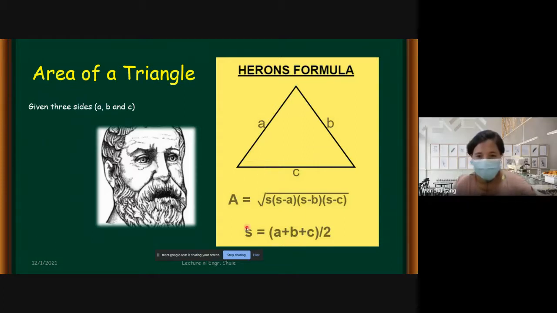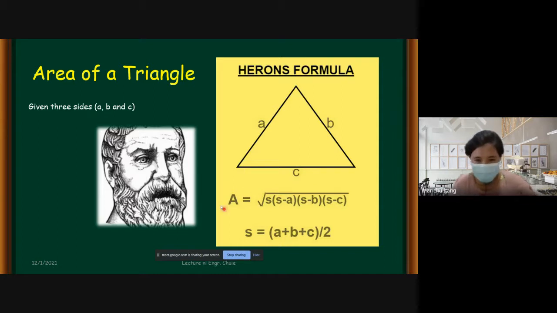So in this case, S is the semi-perimeter. If it's a semi-perimeter, that is the perimeter A plus B plus C divided by 2. So just take note of the S. S is the semi-perimeter of the triangle. If you are given the sides A, B, and C, and you don't have the value of the angle anywhere, then you can use this formula.